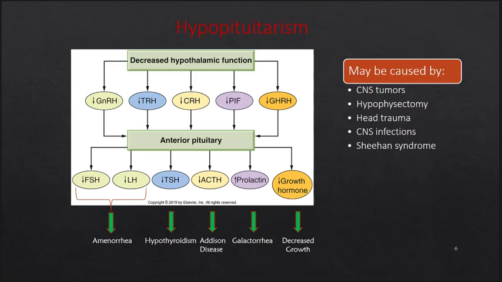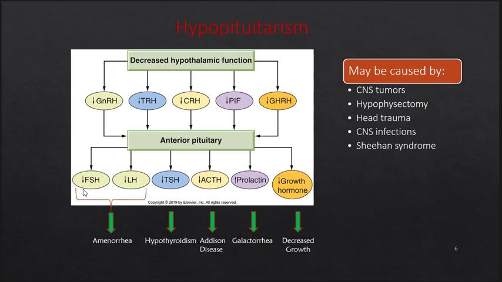And this would then be a result of decreased hypothalamus function. So you can see how a problem with the hypothalamus can then lead to a problem with the anterior pituitary. So the anterior pituitary, if it's not getting the proper stimulation from the releasing hormones, then it won't release its hormones. Listed on the right are some of the more common causes of hypopituitarism.